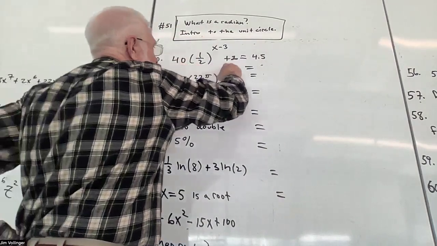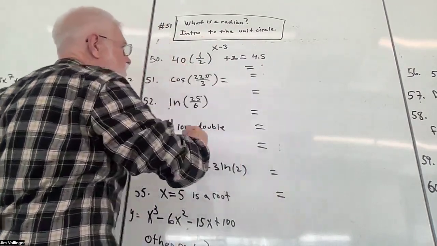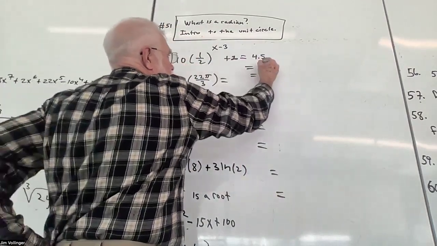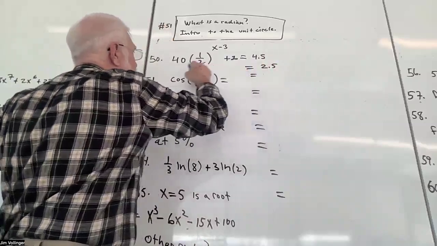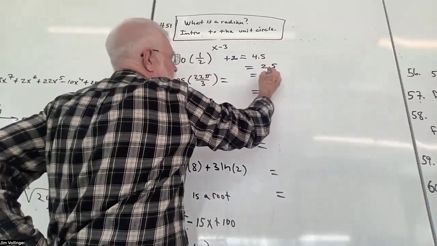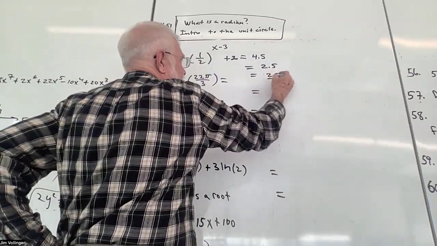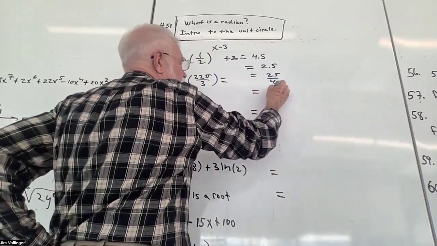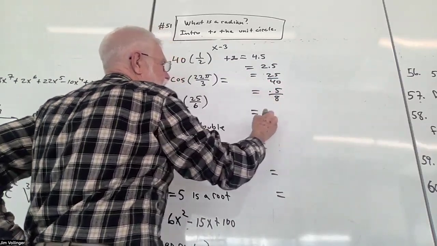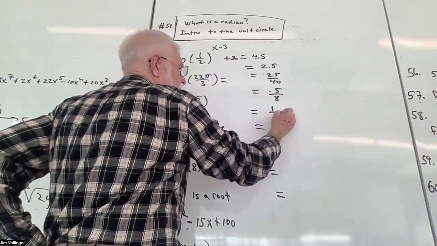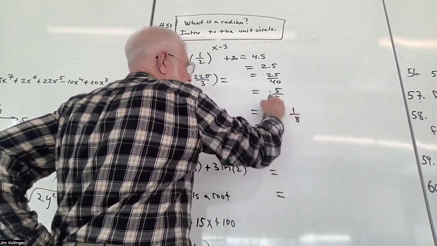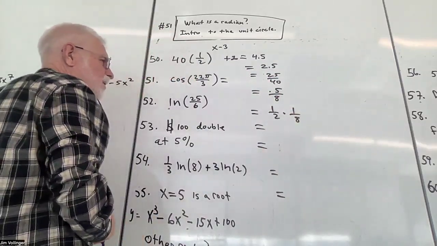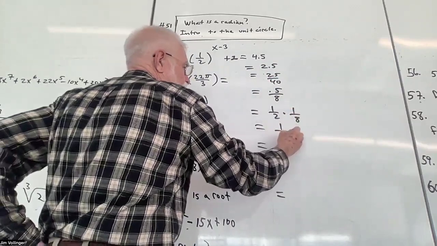All right, so this one here, I'm going to solve that. Saved a little time. Take 2 away. It's 2.5. That takes care of that. Divide by 40. Well, I'm going to divide 2.5 by 40. I'm going to divide everything by 5. So that's 0.5 divided by 8. And that's the same thing as 1/2 times 1/8. Dividing by 8 is the same thing as multiplying by 1/8.